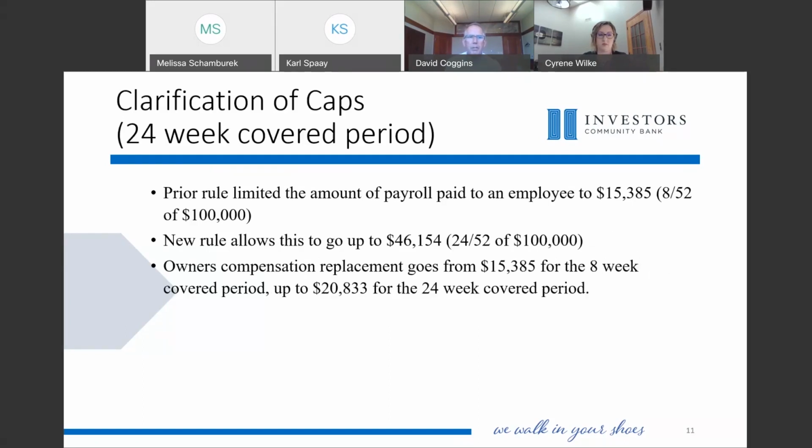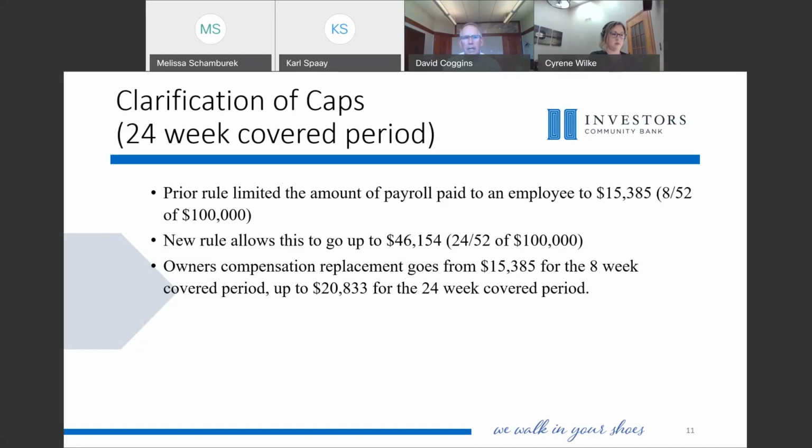Clarification of caps. This applies on the 24-week covered period. The prior rule limited the amount of payroll paid to an employee to $15,385, and that was based on the fact that no one employee could be paid more than $100,000 and have that salary be included in the payroll calculation of forgiveness.